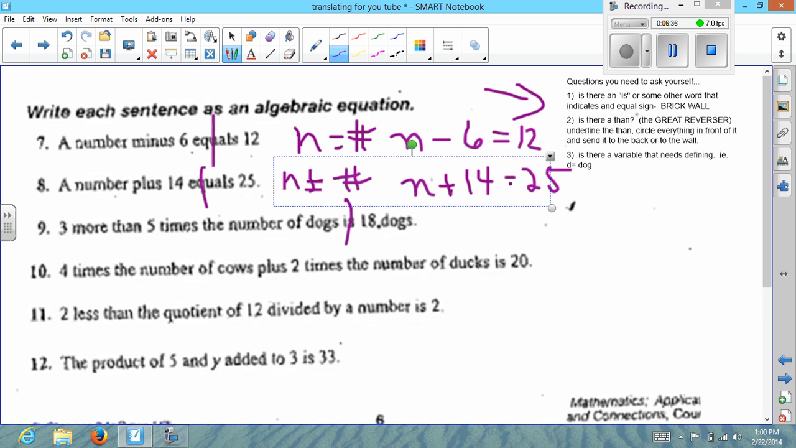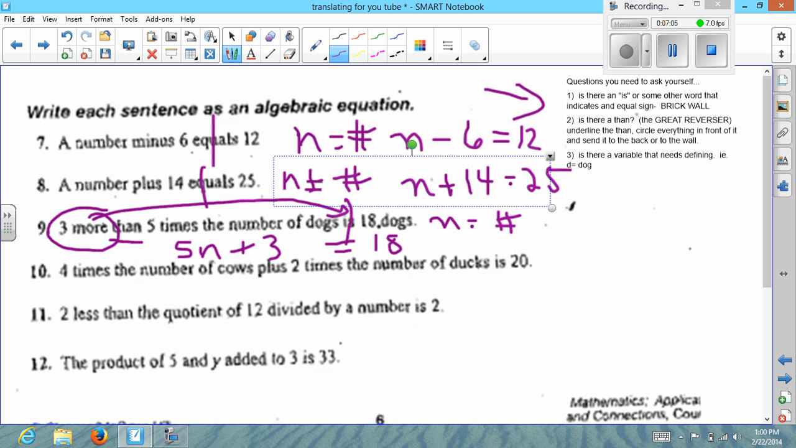This makes your equation so that you see what's on the left and you see what's on the right. Is there a then? Yes. So you underline it, circle everything in front of it, and send it to the back or to the brick wall, because remember, it can't get through that wall. Now we're going to go from left to right. Do we have to define anything? Yes. N equals number. Now, starting from the left, 5 times a number, 3 more than that, equals 18.